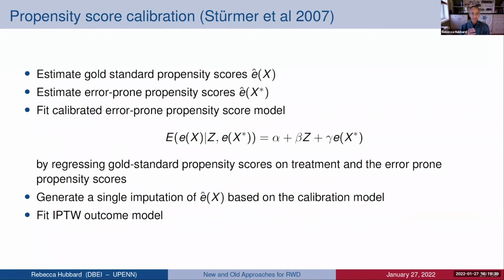We then fit a calibration model by regressing the gold standard propensity score on the error-prone propensity score and the treatment indicator for everybody who has complete data. And then we use that calibration model to generate predictions for the true, gold standard propensity score for everyone who had it missing. We can then incorporate that imputed gold standard propensity score into our inverse probability of treatment weighted outcome models.